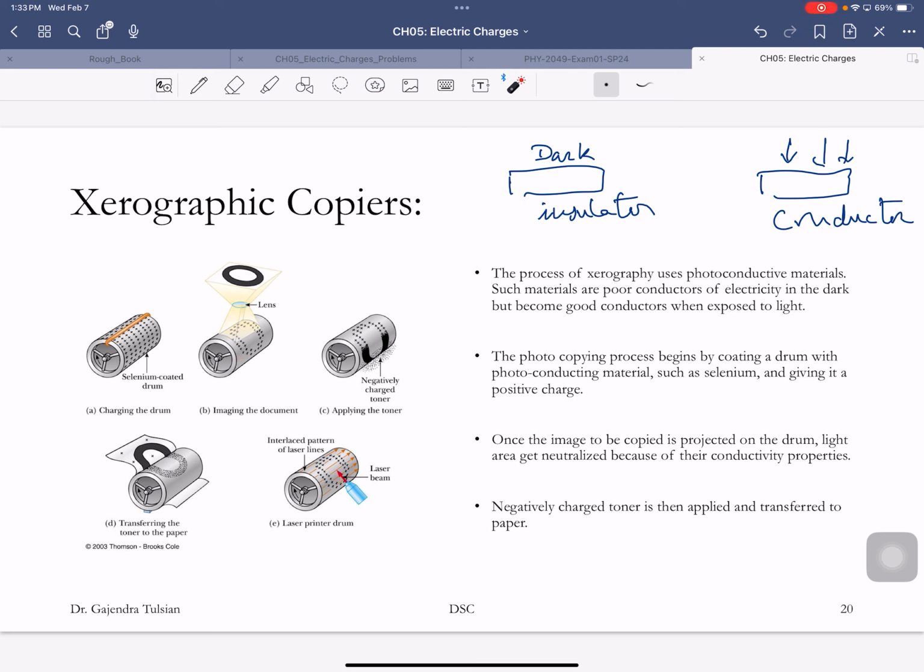And now you take negatively charged toner and sprinkle it on the drum. It sticks to only that area. Okay? And then you bring a warm piece of paper and wrap it around the drum, and that toner gets transferred.